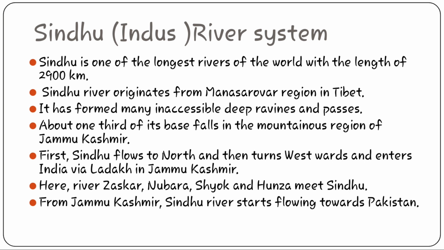About 1/3 of its basin falls in the mountainous region of Jammu Kashmir. First, Sindhu flows north and then turns westwards and enters India via Ladakh in Jammu Kashmir. Here rivers Zaskar, Nubra, Shyok and Hunza meet Sindhu. These are the tributaries which reach the Sindhu river. From Jammu Kashmir, Sindhu river starts flowing towards Pakistan.